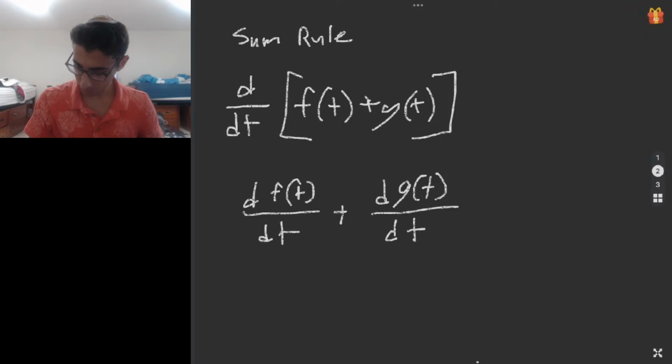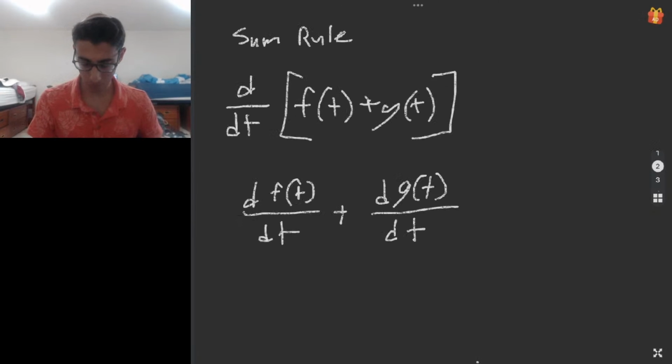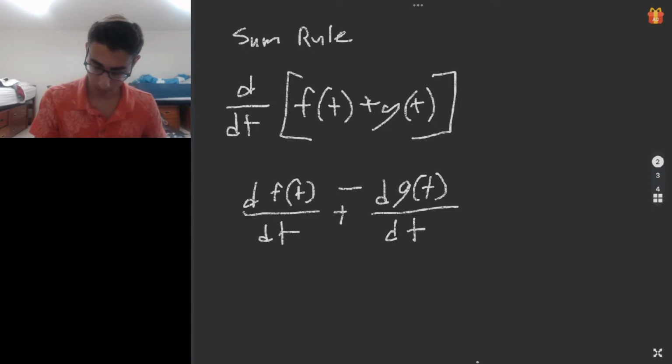Great. Let's move on to another rule of derivatives. By the way, the sum rule should also help you intuit what the subtraction quote-unquote rule would be. If it was f of t minus g of t, it would be this minus instead, right? So plus or minus, and it goes back and forth, because when you have addition, you also have subtraction.